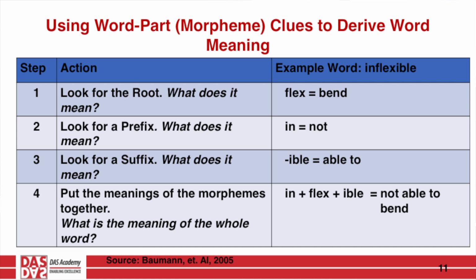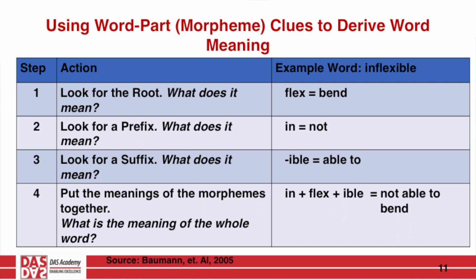So you could see here the example is inflexible. If you look, the first step is to look for the root, because the root is the base from which all words will develop or extend. So what does it mean? Flex means bend. Then the next step is to look for a prefix.